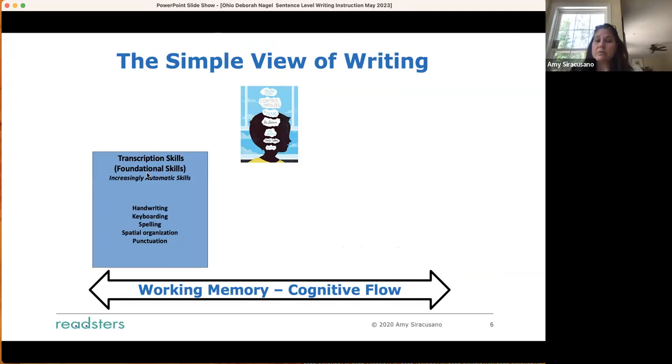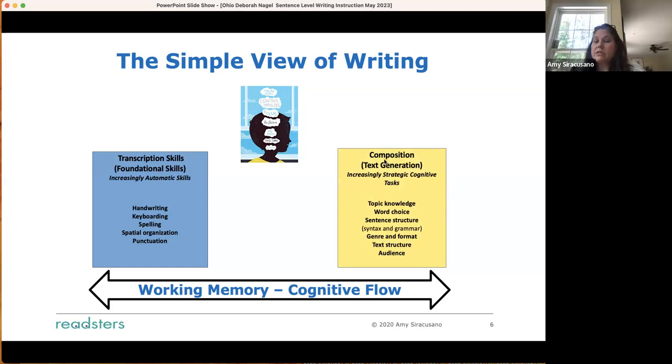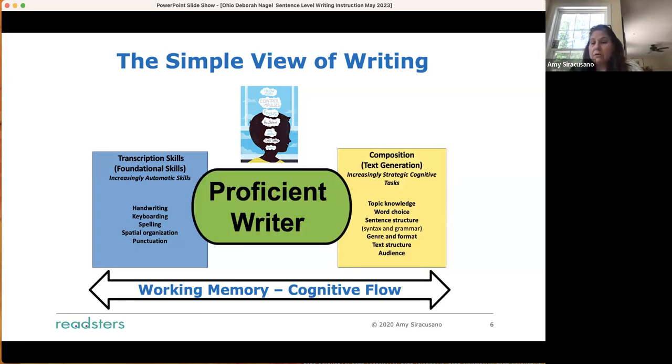But also, in terms of what we can teach in the classroom, well, in transcription, we teach handwriting. We should be teaching handwriting. We need to teach touch typing. We need to teach spelling, spatial organization, and punctuation. And then in terms of text generation, we need to make sure kids have some sort of topic knowledge about what they're writing about, that they are able to pull from a bank of words, that they know enough about sentence structure, text structure, genre, and format, and then the audience, in order to really be a proficient writer. That's really critical stuff.